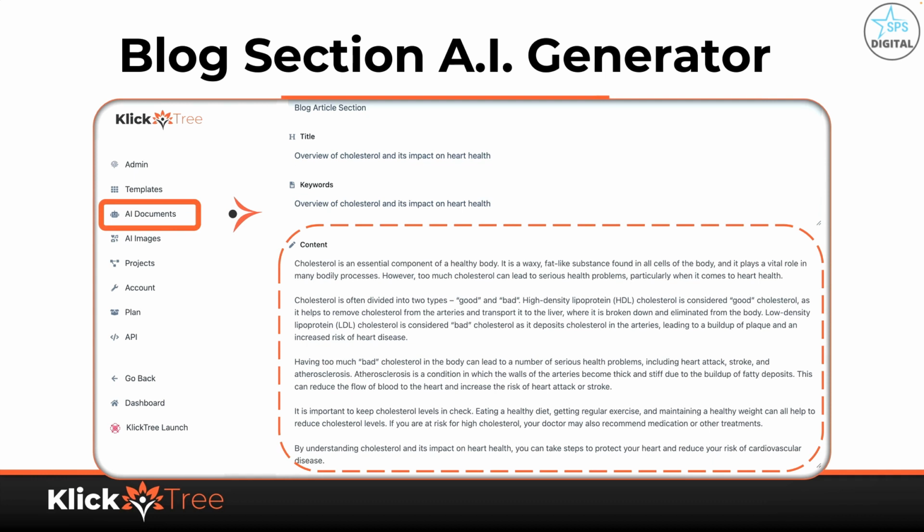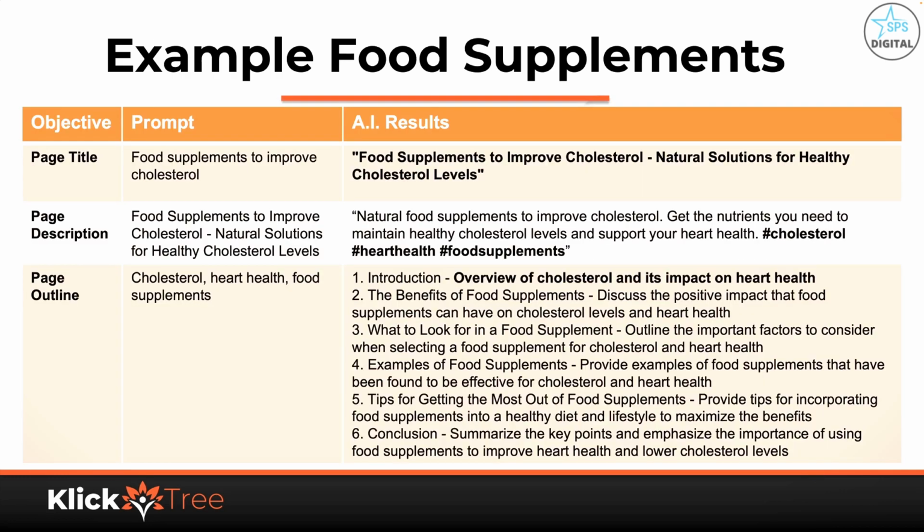Now, you can edit that on the page. And what I want to give you is an example in the food supplement industry. If I want to build a page very quickly, then in the prompt is where I put my input, and then what it spits out is the AI result. So on my page title, I put a prompt. I want to do something in food supplements to improve cholesterol. All right, so it gives me the title.